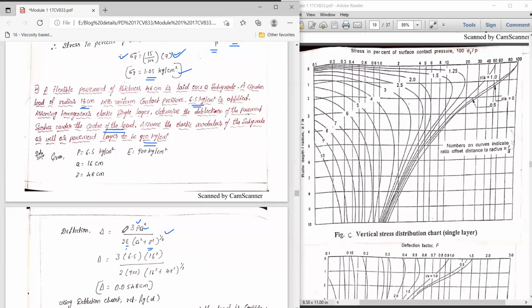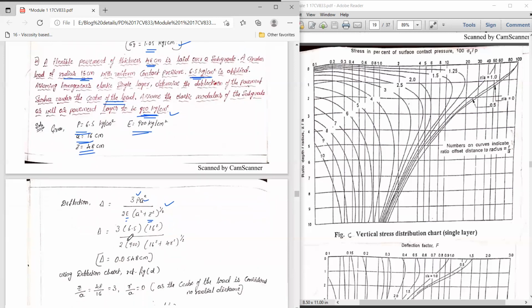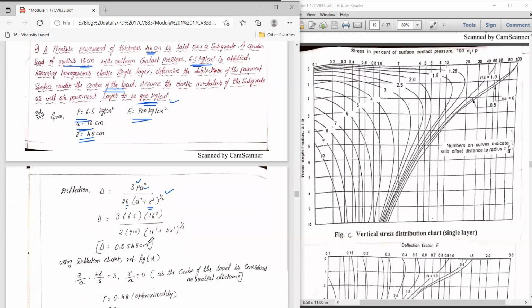Now let us check whether this data is available in the problem or not. The p value he has given is 6.5 kg per centimeter square. Radius value he has given is 16 centimeter. Depth value he has given is 48 centimeter. Then the E value he has also given at the end, 900 kg per centimeter square. Therefore, in the formula, all the data are available. Just substitute all the data and check what the deflection value is.